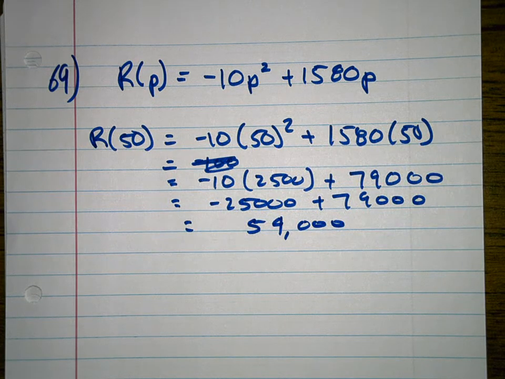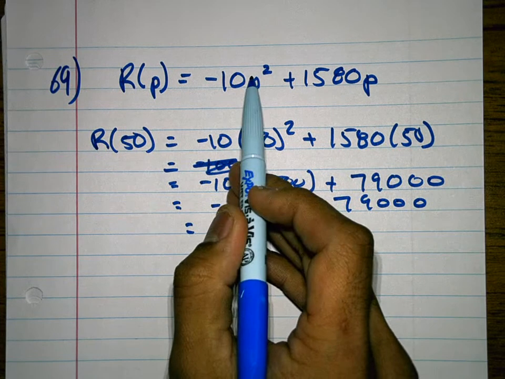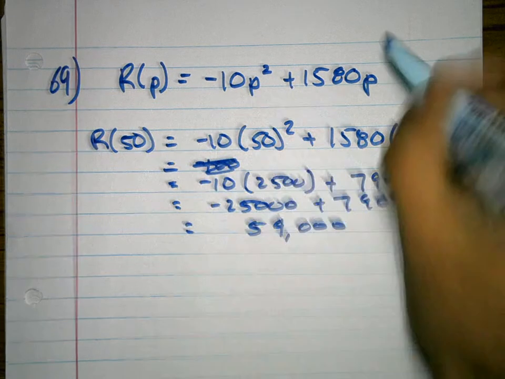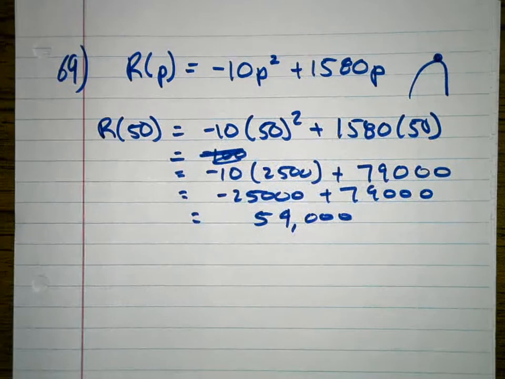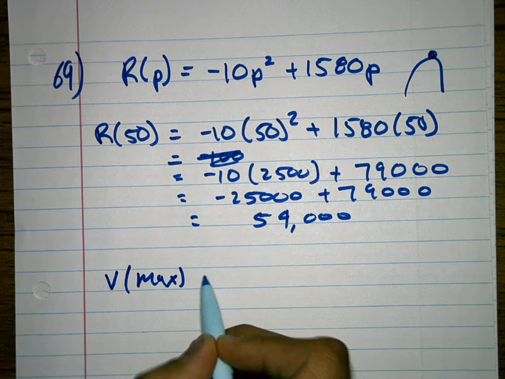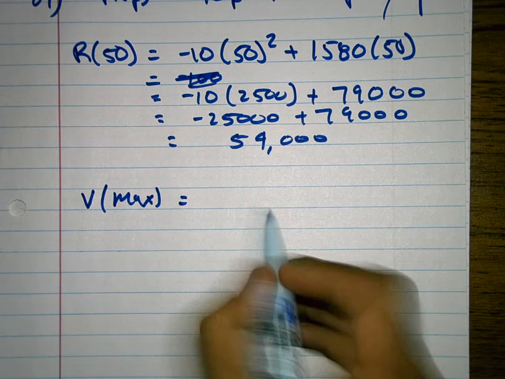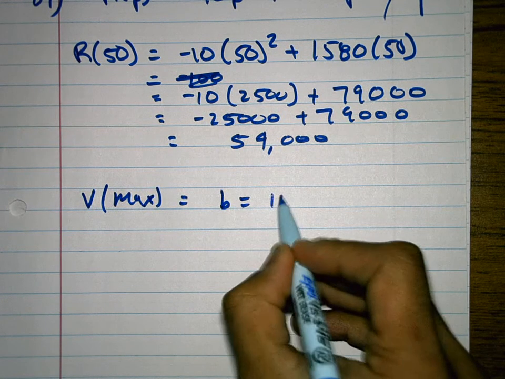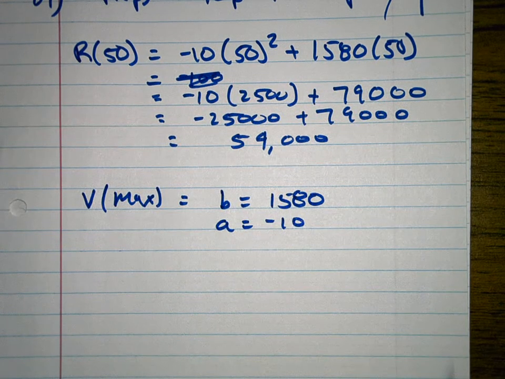Looking at part B, they ask to find the price that will yield the maximum revenue. So this is a parabola because it's squared, it's quadratic, and it's negative, so it's going to look like this, right? So it has a maximum, so I've got to find the vertex, or in this case the max. I'm going to use negative b over 2a, where the b in this case is this, and the a is that. So I'm going to plug those in.